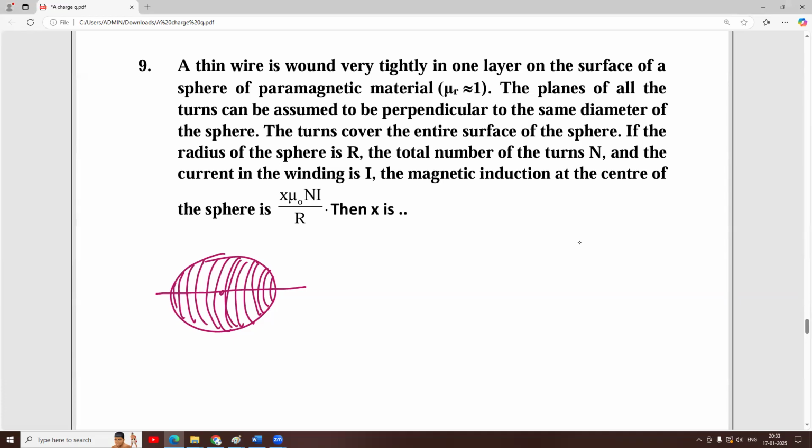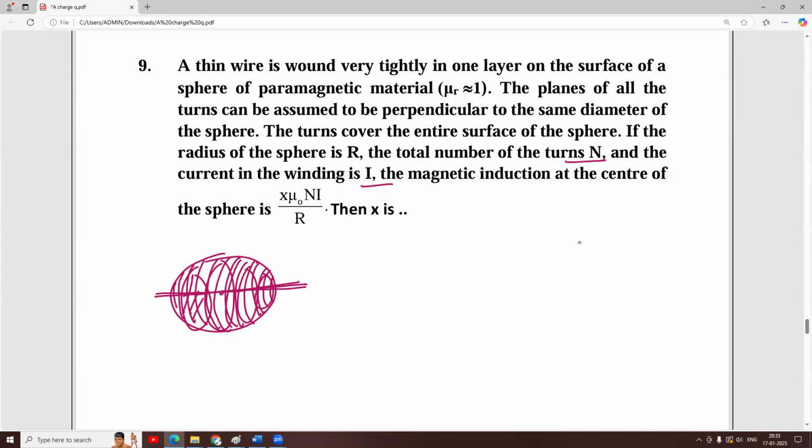So the planes of all the turns can be assumed to be perpendicular to the same diameter. So if you take this as the diameter, then all these coils are perpendicular. Their axis is along the diameter, and their planes are perpendicular to the diameter. If the radius of the sphere on which the wire is wound is r, and the total number of turns is n, then the current flowing through is I.